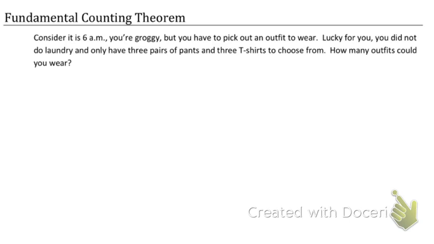All right, so the first one says, consider it 6 a.m. You are groggy and you have to pick out an outfit to wear. Lucky for you, you didn't do laundry, and it says you have 3 pairs, but we're going to say only 2 of them are still clean. We're going to change that to a 2 just to make this a little shorter. So you only have 2 pairs of pants and 3 shirts to choose from. That's pretty easy. And we're going to assume that all shirts match all the pants so we don't have to worry about that. How many outfits can you possibly wear?